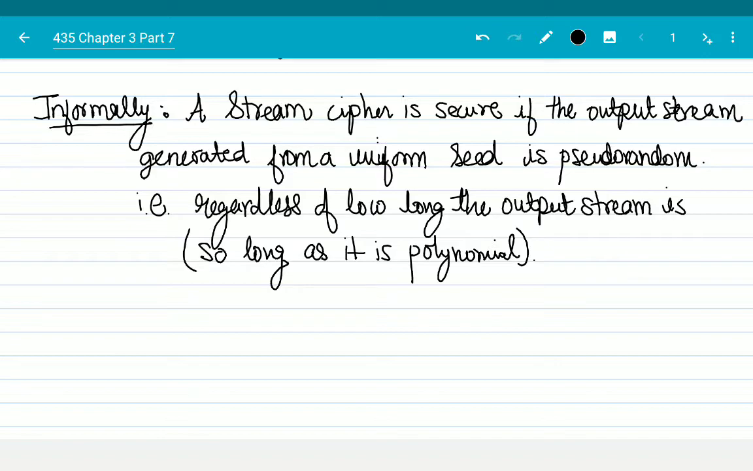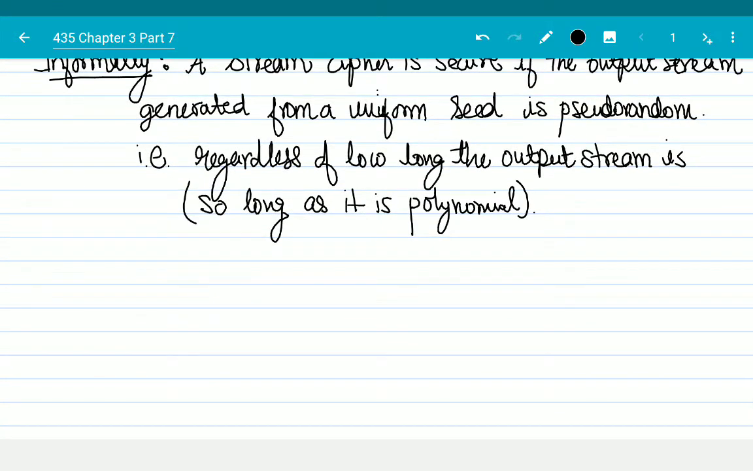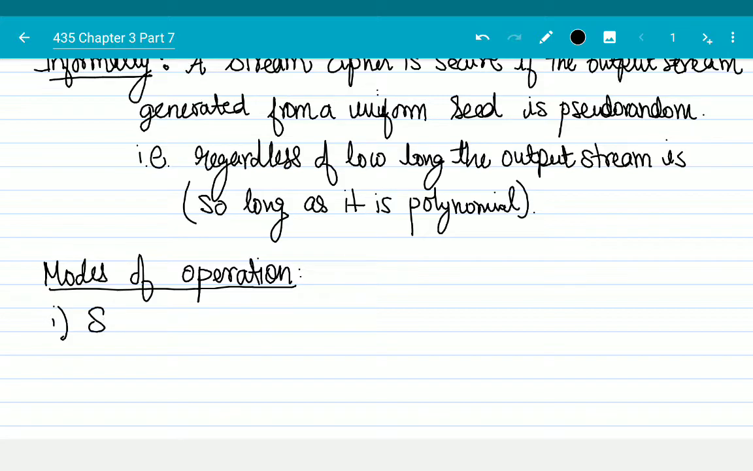Here's just some extra information about stream ciphers. I'm not going to go into super much detail about it because we don't really need it, but just some information so that you had. So there are a couple of modes of operation of stream ciphers: synchronized and unsynchronized.